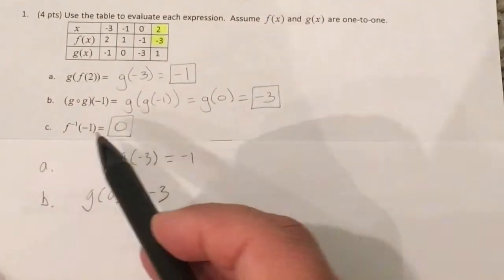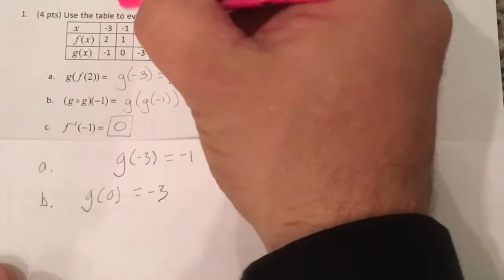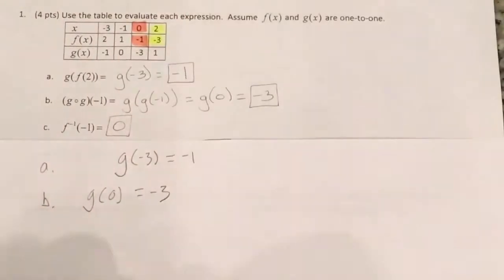F inverse of negative 1. So this is actually working backwards. It's asking when f is negative 1, what's x? So that would be 0. You're working backwards.